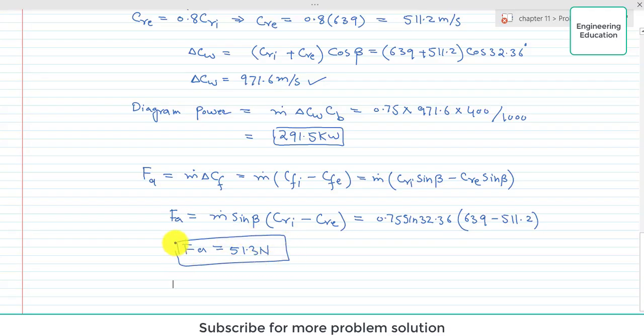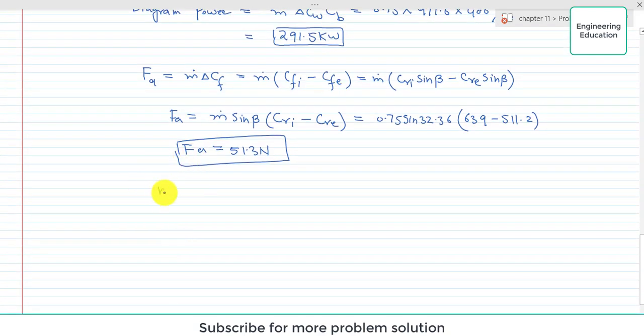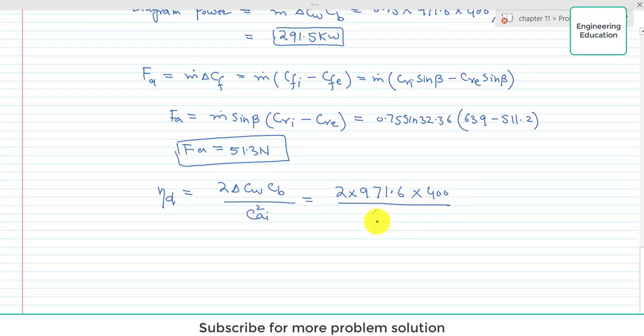Now to find the diagram efficiency for this case, again we have the expression 2 delta CW into CB by CAI square. So putting the values, 2 into 971.6 into 400 divided by 1000 square. Simplifying this, we get the value 77.7%. So the diagram efficiency is 77.7%.